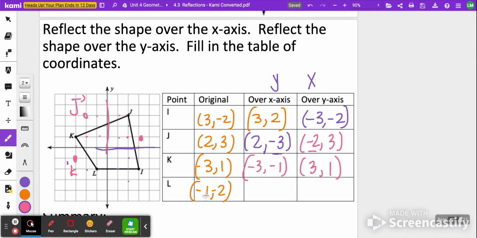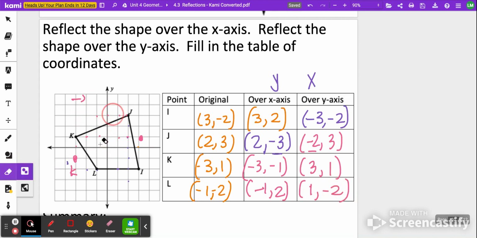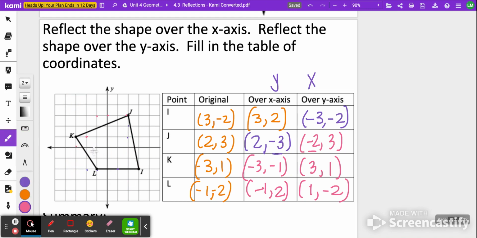So let's try that with letter L. Negative 1, negative 2 is going to reflect over the x-axis to change the y value. So that's negative 1, positive 2. Over the y-axis would just change the x value. So that's a positive 1, negative 2. Again, you can check that by actually reflecting it. I'm going to erase all these just so our brain isn't getting too confused. Okay, negative 1, positive 2 for letter L ends up here. And notice it's a reflection from before. And 1, negative 2 is another L. It's a reflection over the y-axis here.